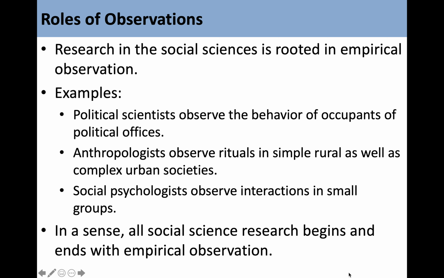Research in the social sciences is rooted in empirical observation. Examples: political scientists observe the behavior of occupants of political offices. Anthropologists observe rituals in simple rural as well as complex urban societies. Social psychologists observe interactions in small groups. In a sense, all social science research begins and ends with empirical observation.